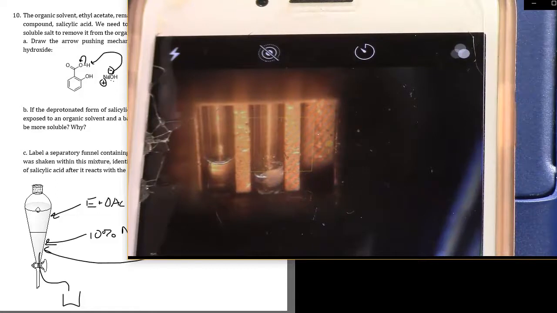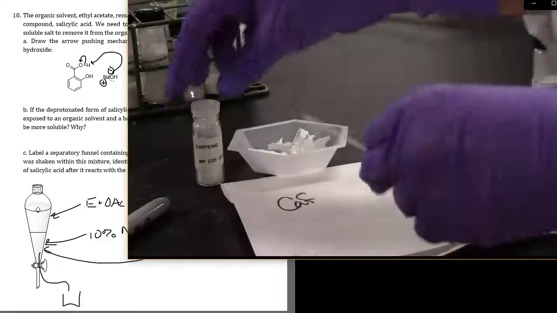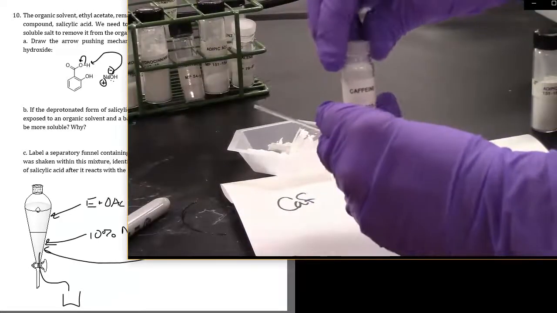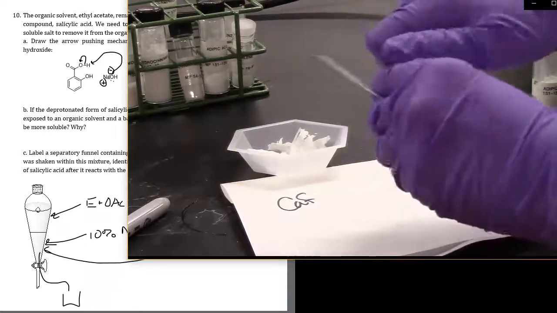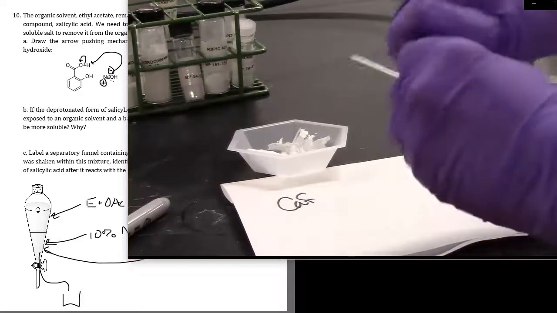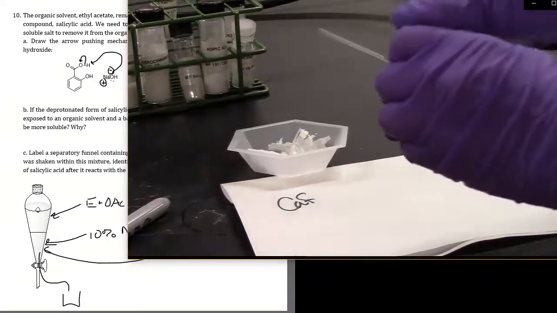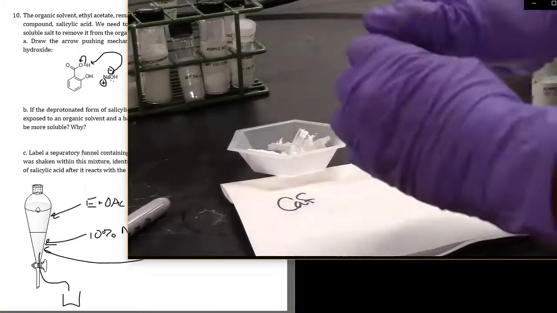And now we're at about 158.9 and 159 degrees Celsius, 159.1, and it is fully melted at this point. So all of our salicylic acid is now melted. So again, that melting range for salicylic acid was 158 to 159. For adipic acid, it was 151 to 154.